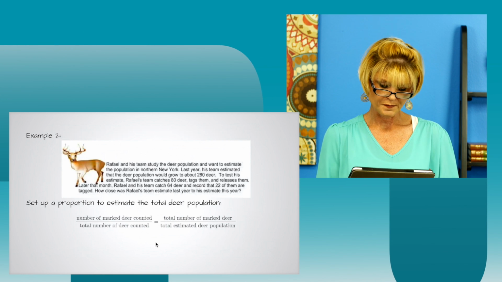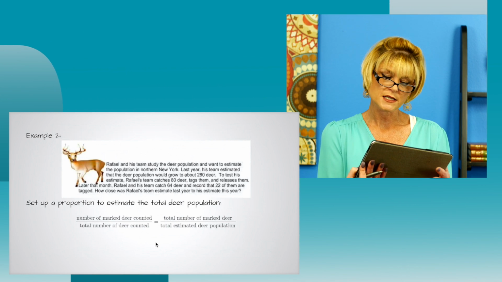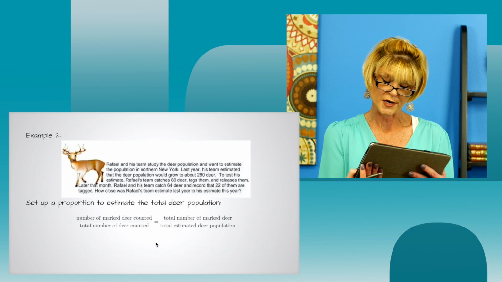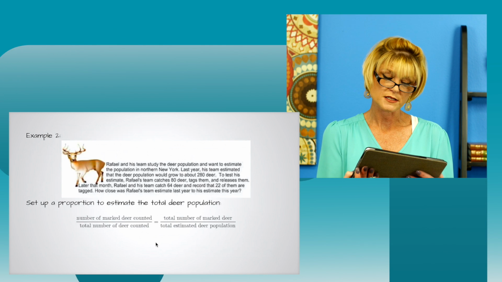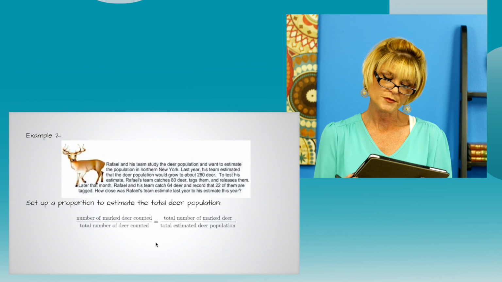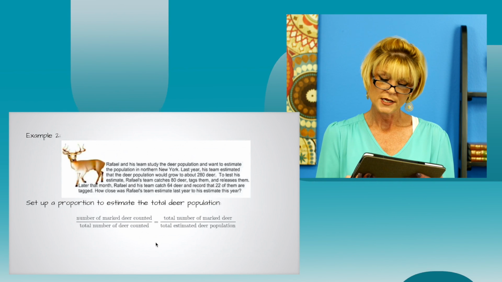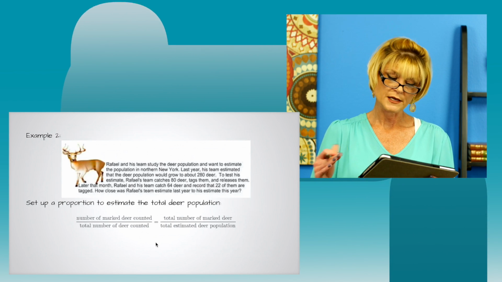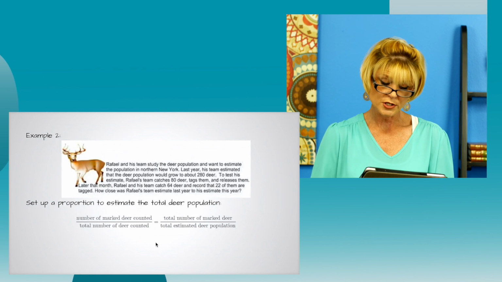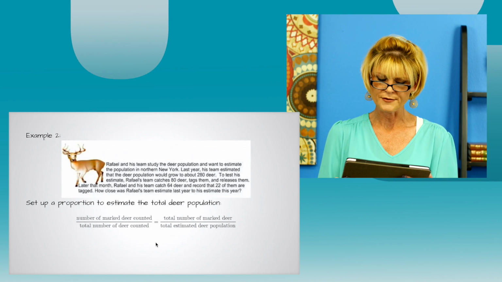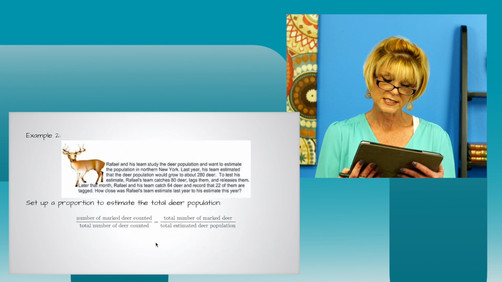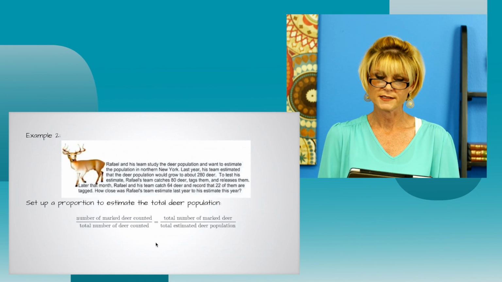Let's try one more example. Raphael and his team study the deer population and want to estimate the population in northern New York. Last year, his team estimated that the deer population would grow to about 280 deer. To test his estimate, Raphael's team catches 80 deer, tags them, and releases them. Later that month, Raphael and his team catch 64 deer and record that 22 of them are tagged. How close was Raphael's team estimate last year to his estimate this year?